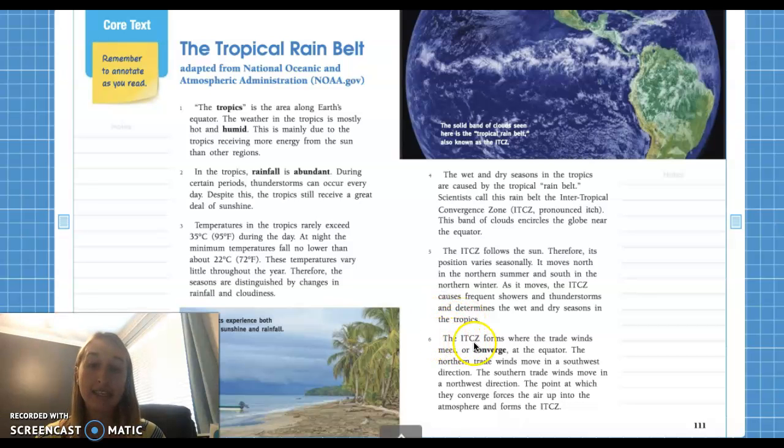The ITCZ forms where the trade winds meet or converge at the equator. The northern trade winds move in a southwest direction. The southern trade winds move in a northwest direction.